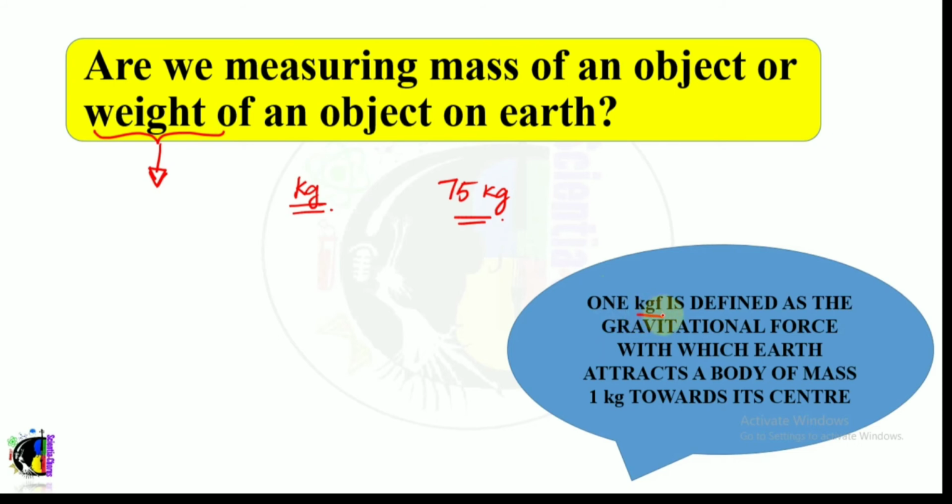So 1 kilogram force is defined as the gravitational force with which Earth attracts a body of mass 1 kilogram towards its center. So this 1 kgf, kilogram force, is actually the unit which was used, but people have started to use this kilogram force as kilogram itself. Only the usage of the term has been changed, but it is actually kilogram force only.